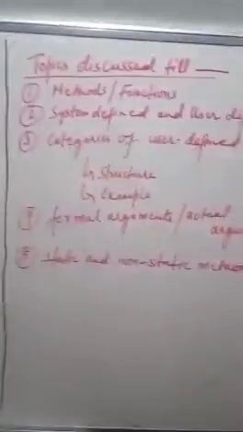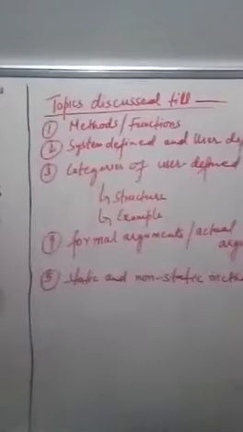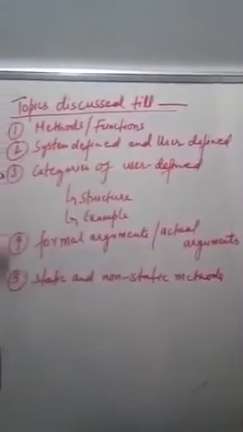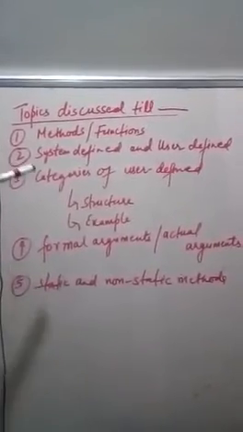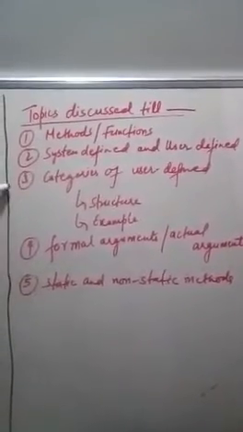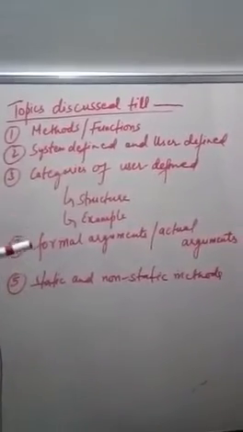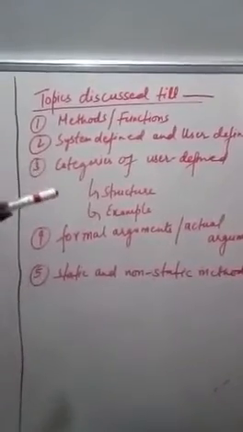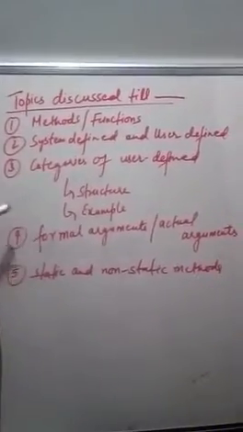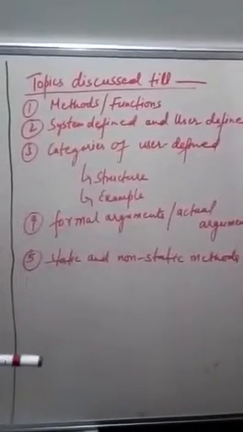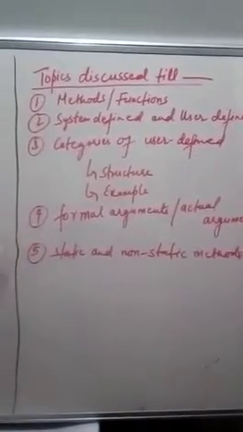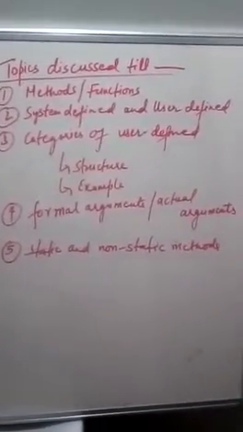Now come to this part. The topics discussed till now are methods. Now you all know what methods or functions are, then the types of methods, system defined methods and user defined methods. Then we discussed the categories of user defined methods. The three categories and their structure, and with each category I have also given an example. Go through all the examples very carefully. Then we discussed formal arguments and actual arguments, and today we discussed static and non-static methods.